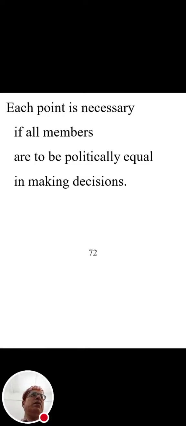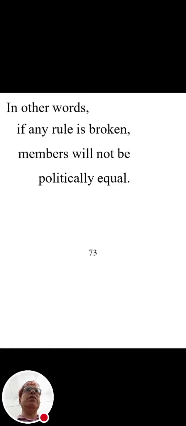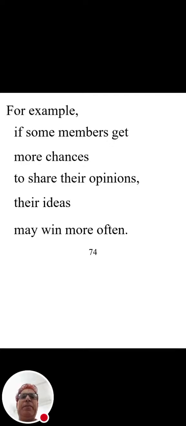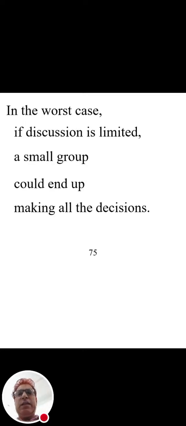If any one of these criteria is missing, there will be no guarantee that all members are treated equally in decision making. In other words, if any rule is broken, members will not be politically equal. For example, if some members get more chances to share their opinions, their ideas may win more often. Even in the worst case, if discussion is limited, a small group could end up making all the decisions.